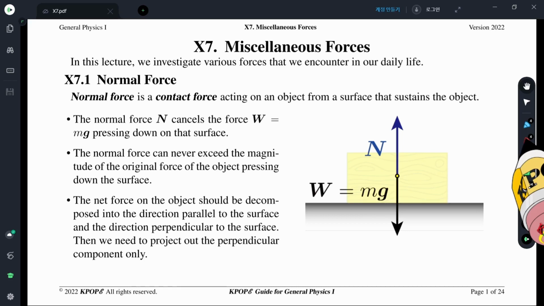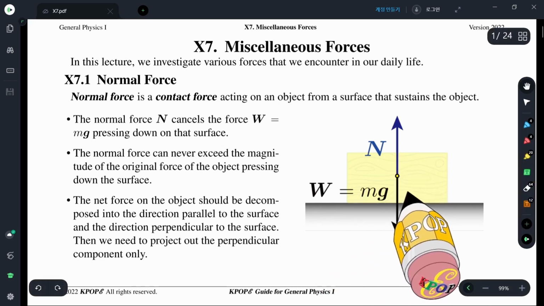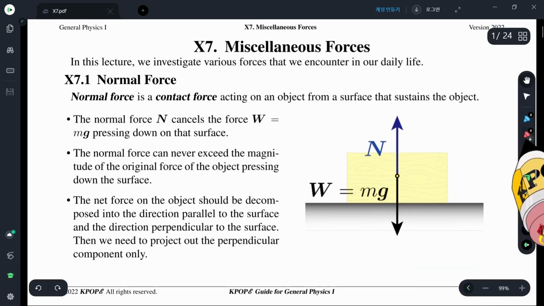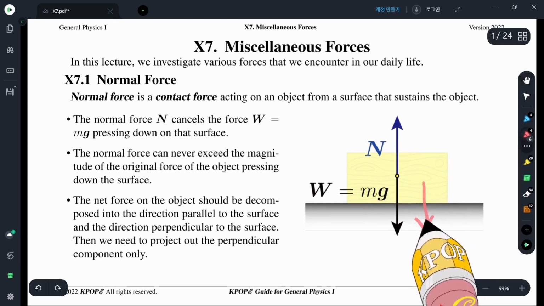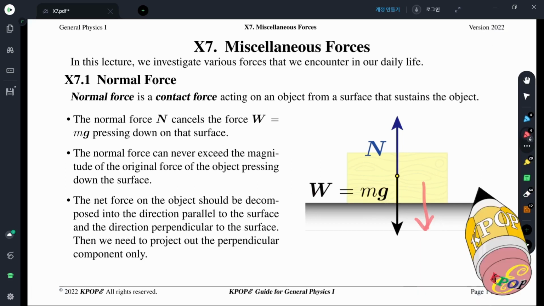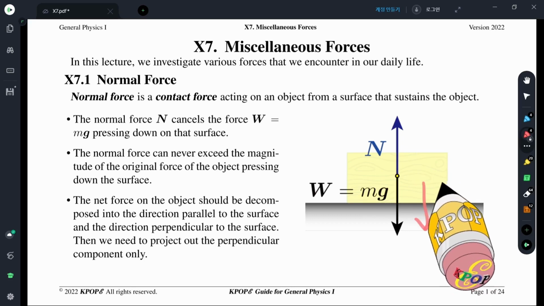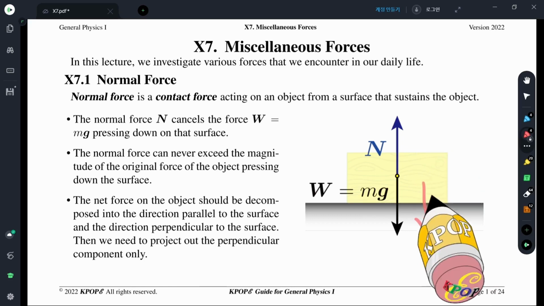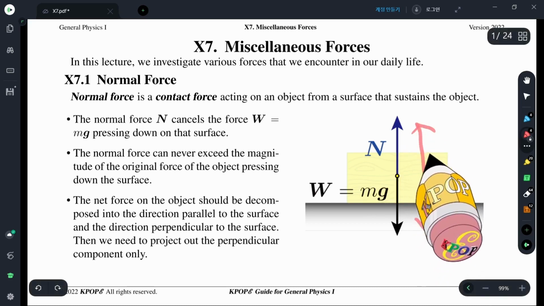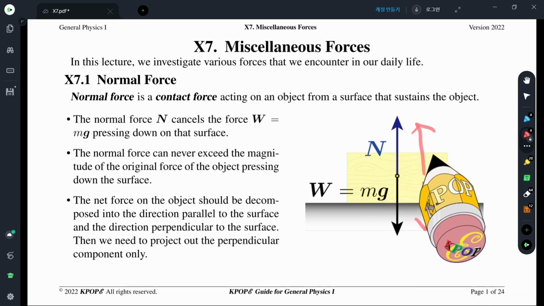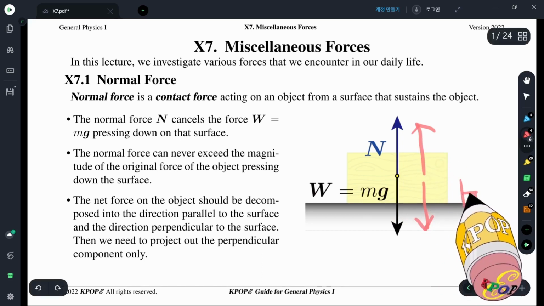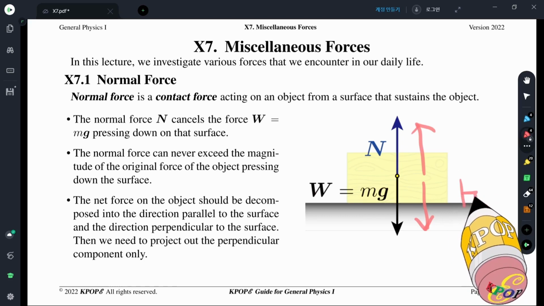Normal force is applied to an object that is pressing down on a surface, and the surface cancels the force of pressing down. So it's opposite to the applied force. However, its direction is only normal, perpendicular to the plane.